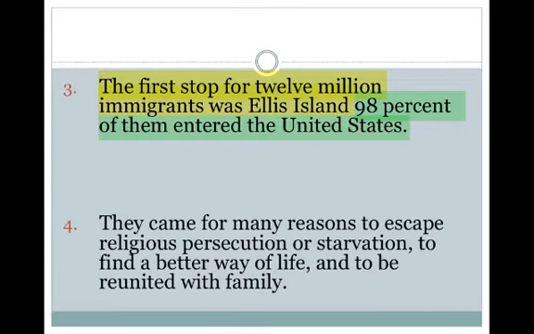And 4, they came for many reasons: to escape religious persecution or starvation, to find a better way of life, and to be reunited with family. And in this sentence, we need a colon after the word reasons, because we've got that list following.